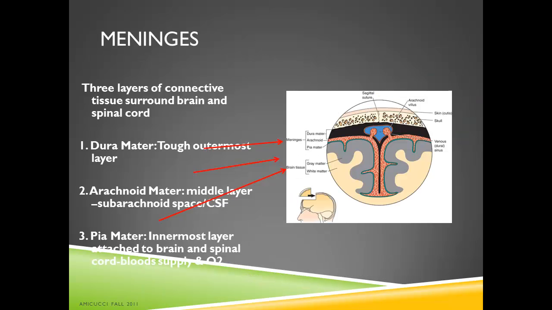Meninges, 3 layers of connective tissue that surround the brain and the spinal cord. The dura mater is the toughest outermost layer. Arachnoid mater is the middle layer, and the subarachnoid space is a common area for bleeds to occur. Pia mater is the innermost layer, attached to the brain and spinal cord. Blood supply and oxygen occurs here.